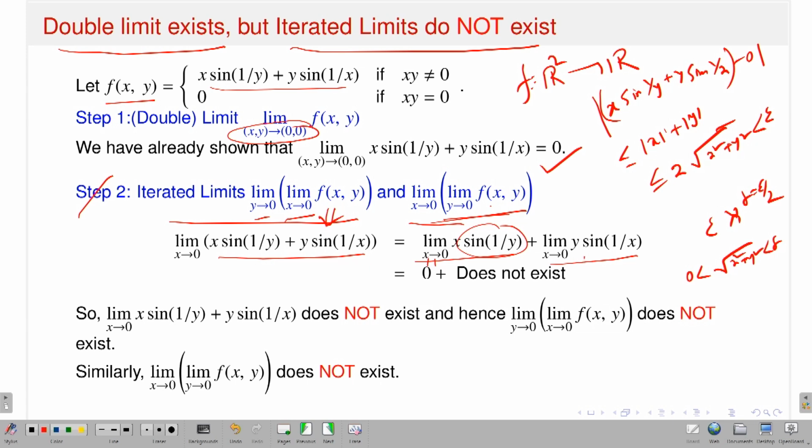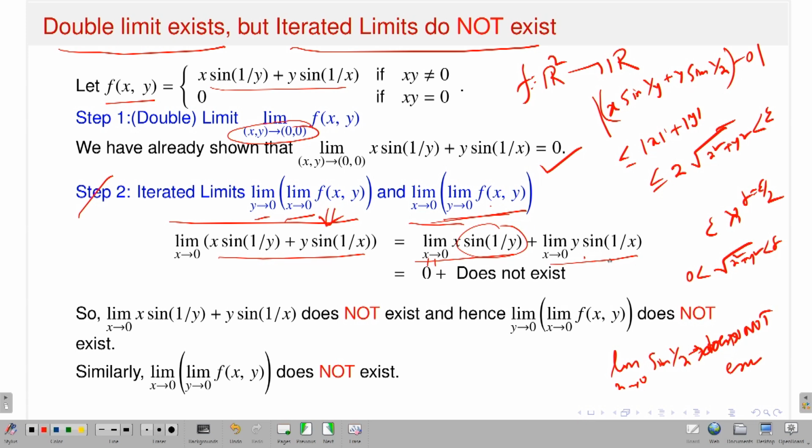But what will happen to this one? We know that in the single variable case, the limit as x approaches 0 of sine 1 by x does not exist. Why? You can prove it by the sequential criterion. You can say that you have two different sequences, both converging to 0, but the corresponding sine 1 by x values converge to two different limits. That is very standard, which we might know from single variable calculus.